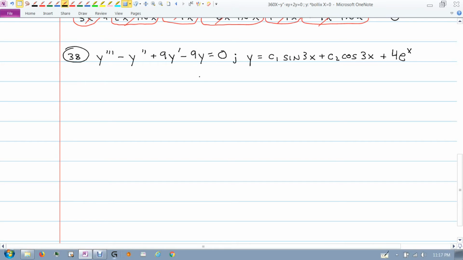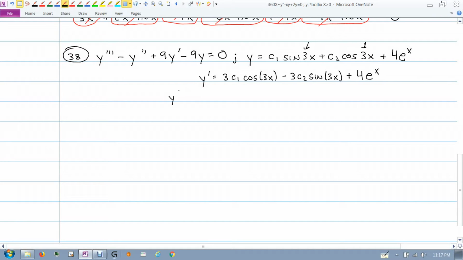Oh goodness. y prime is 3c sub 1 cosine 3x minus 3c sub 2 sine 3x plus 4e to the x. So that's just some straight up derivative there at the end. I've got a little bit of chain rule with those 3's in here and then switching some signs whenever we take derivative of cosine. Otherwise, pretty straightforward.